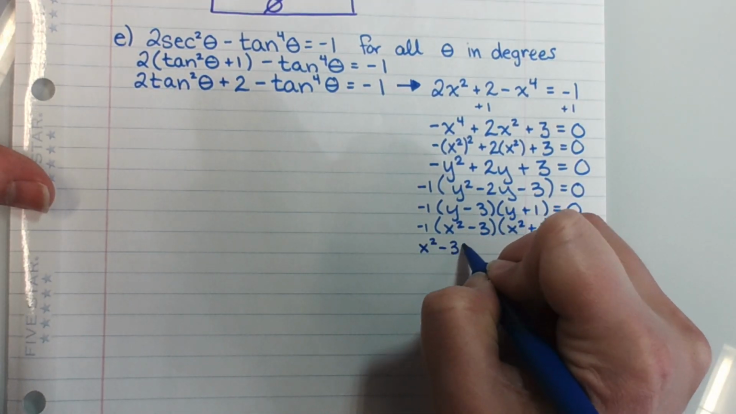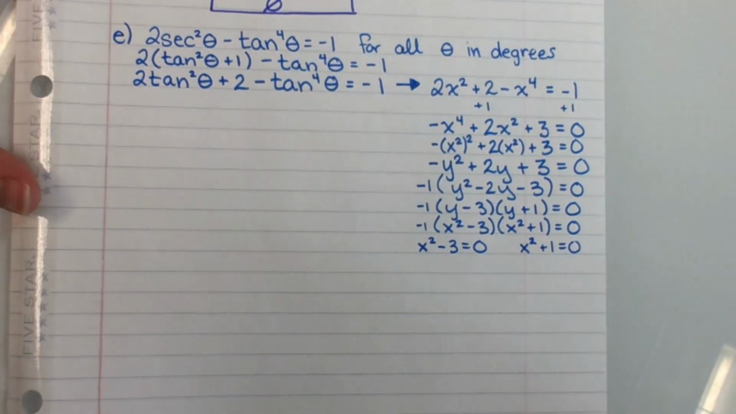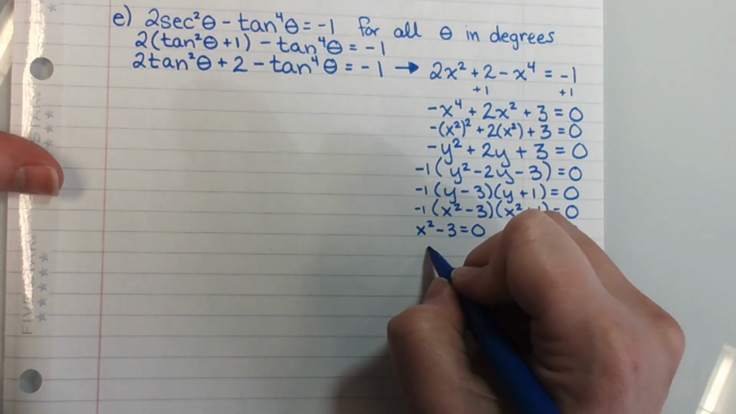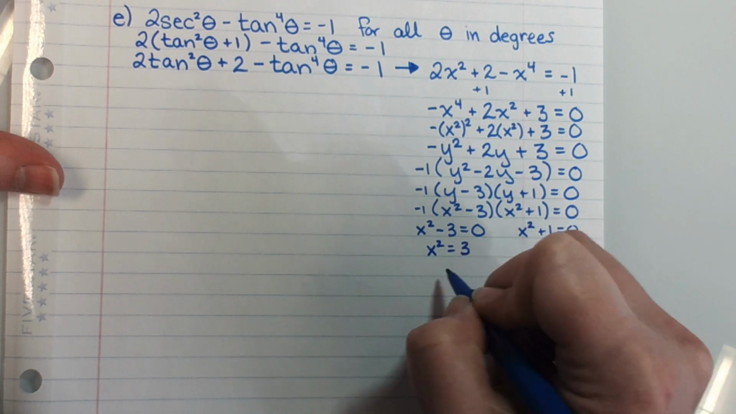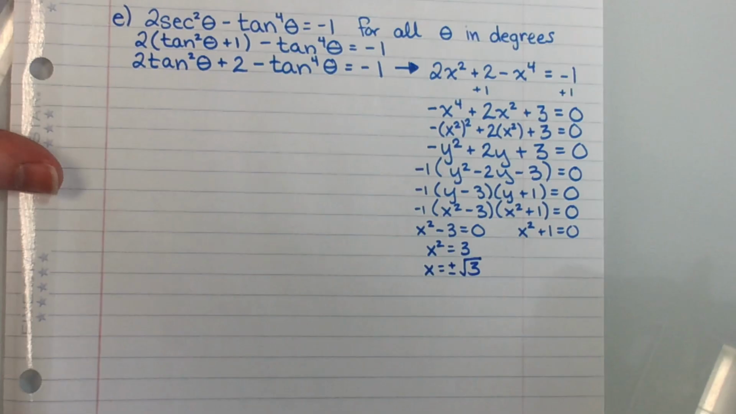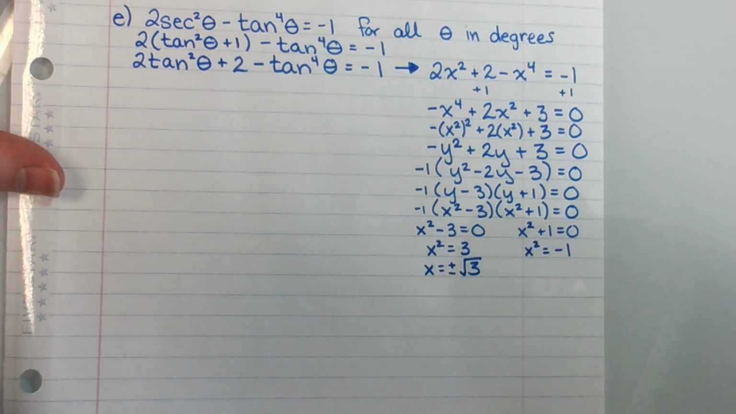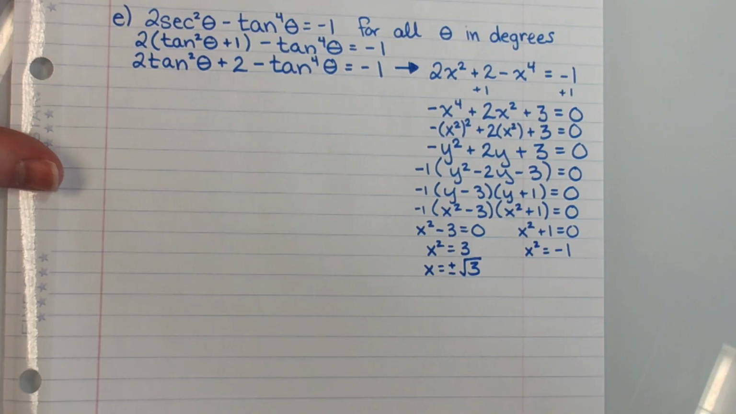X squared minus 3 is equal to 0. X squared plus 1 is equal to 0. X squared is equal to 3, so X is equal to positive or negative square root of 3. X squared is equal to -1. Square root that, and I'm going to get imaginaries.